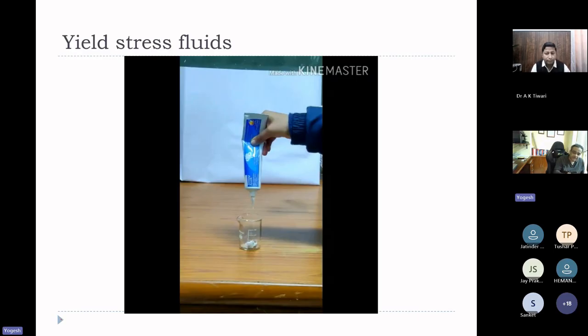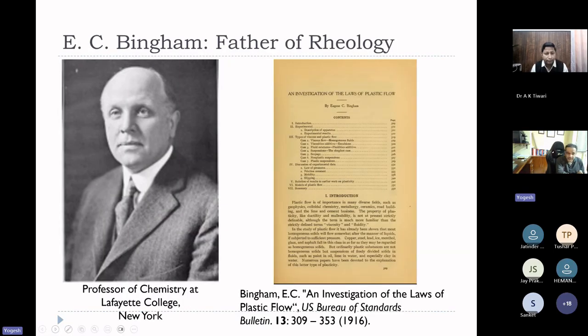So this particular fluid is known as a Bingham fluid, and E.C. Bingham is known as the father of rheology. Professor Bingham was a professor of chemistry at Lafayette College in New York. Please note that this paper was published in 1916, and chemical engineering as such was not a well-defined discipline back then. At that time, he worked with clay dispersions and observed that a minimum stress needs to be overcome in order for the material to flow. The original paper by Bingham is shown over here.